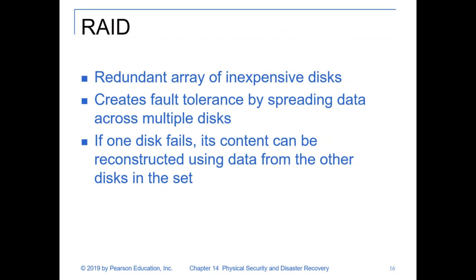RAIDs are redundant array of inexpensive disks. Okay, this creates a fault tolerance by spreading the data across multiple disks. So if one disk fails, the content can be reconstructed from data from the other disks in the set. There are many different types of RAIDs, and your textbook chapter does go over the different RAIDs, RAID 0, RAID 1, and so forth. So this allows your server to have more than one hard drive. So if that one hard drive fails, the system can keep functioning.